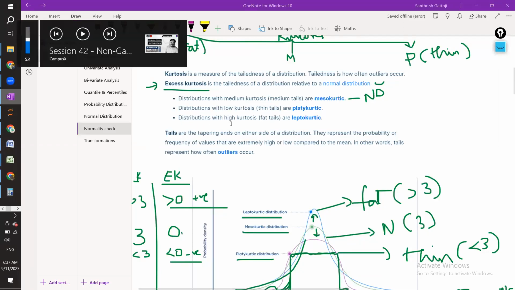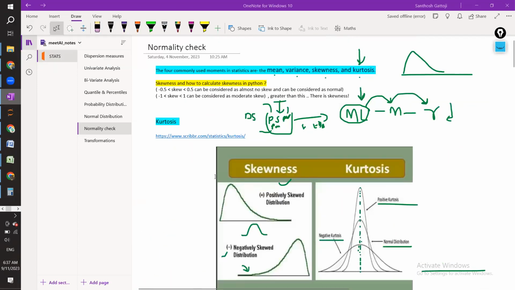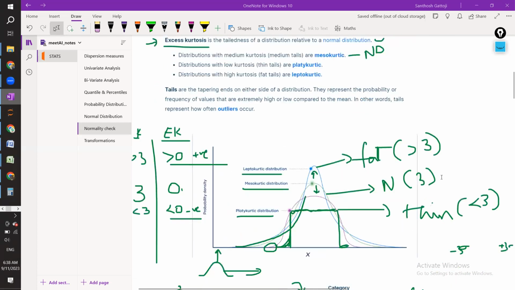Let's start, guys. So yesterday we have seen some concepts like skewness and kurtosis, which will help us to understand how much our distribution is differing from a normal distribution, and different types of kurtosis, fine.